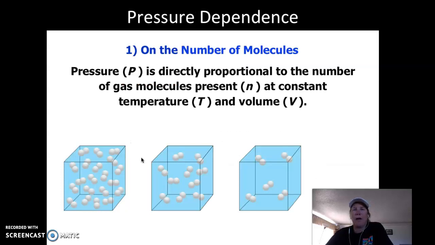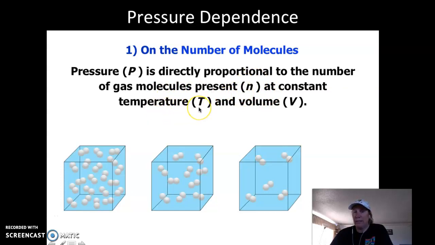Okay? All right. So the things that pressure depends on. One of them, like I said before, is the number of molecules. The more molecules you have, the more pressure they can exert. Okay? So pressure is directly proportional to the number of gas molecules. When you increase the number of molecules, you increase the pressure. That's what they mean by directly proportional. One increases, the other increases. One decreases, the other decreases. It's that simple. Okay, so when they're talking about the number of gas molecules present, when we do formulas, they use the letter N.